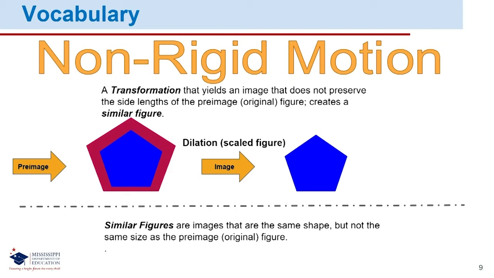So because the size was changed, it is not rigid, meaning it does not hold its shape, okay? If you think of the word rigid, rigid means hard and you can't move it. So if you think of something that's non-rigid, that means that it can be moved. So rigid holds the shape, non-rigid does not hold the shape.